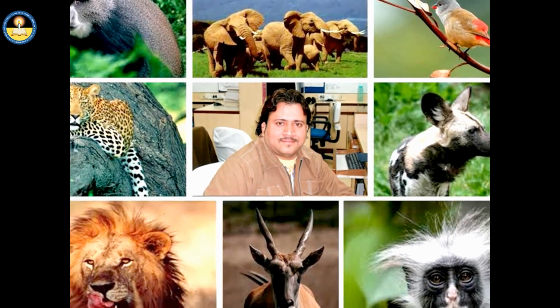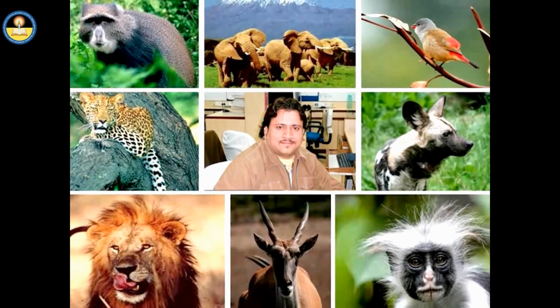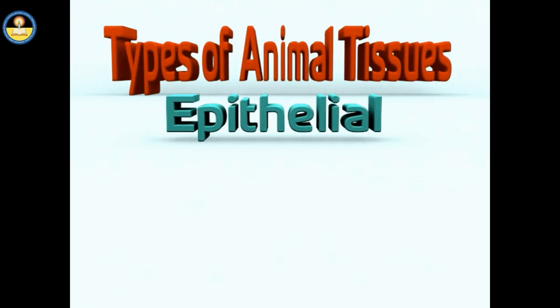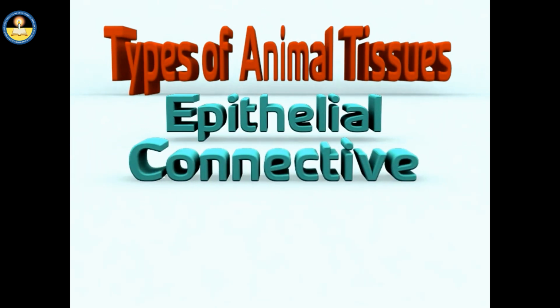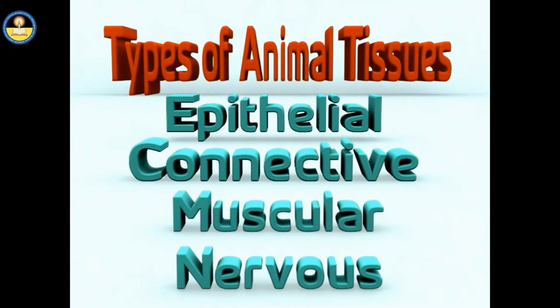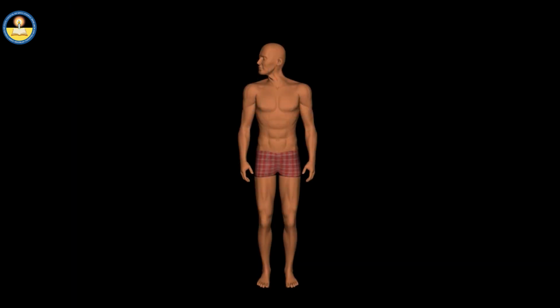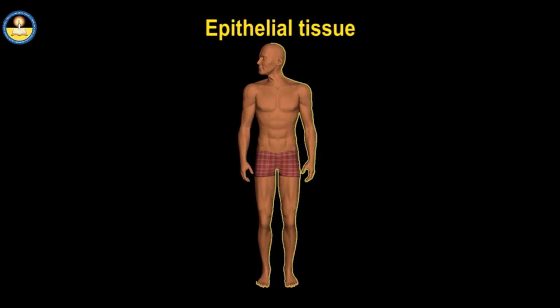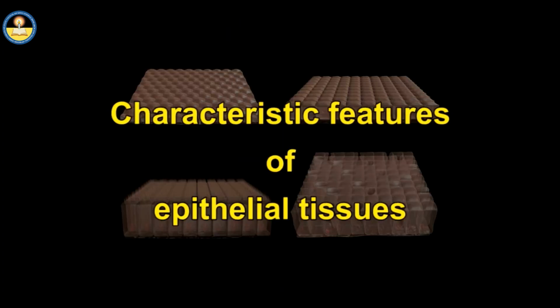Generally, animals are said to be made up of these four basic types of tissues: epithelial, connective, muscular, and nervous. All of these tissues are found in our body, but epithelial tissue covers the whole surface of the body. It also forms the outer as well as the inner covering for most of our internal organs.